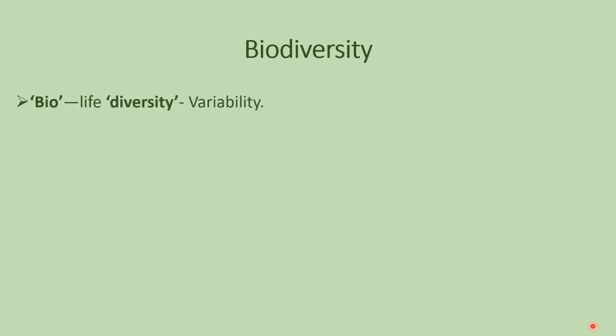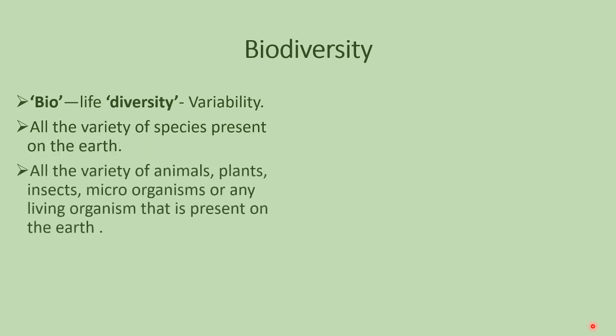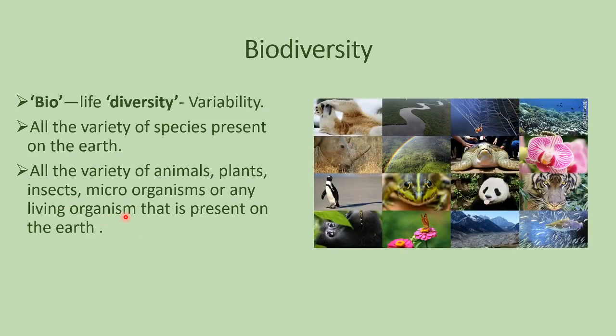If we split the word biodiversity into two, what we get is bio, which is life, and diversity, which is variability. That is, all the variety of species present on the earth constitutes biodiversity. These variety of species could be animals, plants, insects, microorganisms, or any living organism that is present on the earth. So it could be a polar bear, a rhino, a penguin, a flowering plant, a fish, or a coral reef, or any species that comes to your mind.